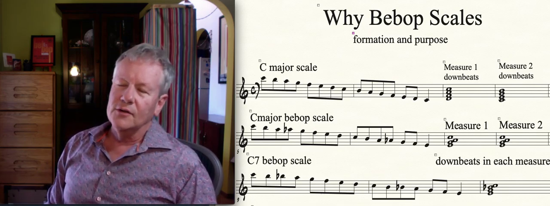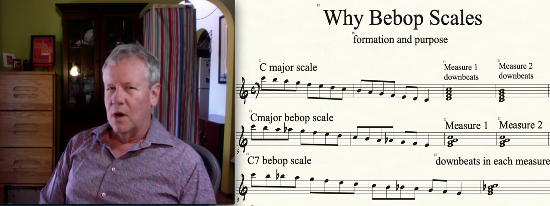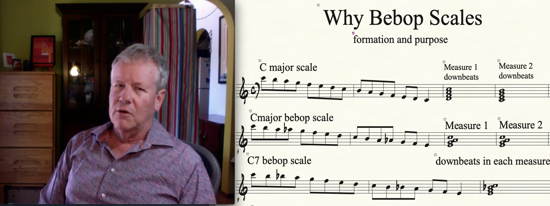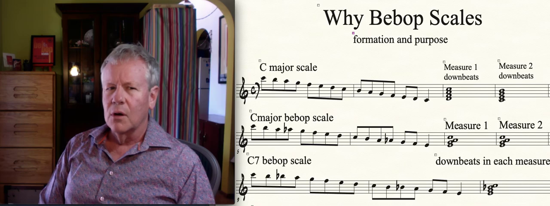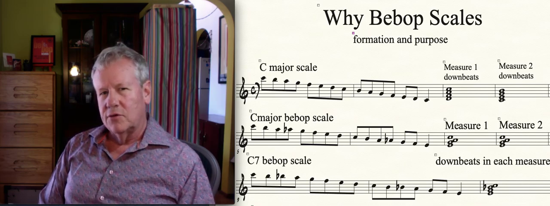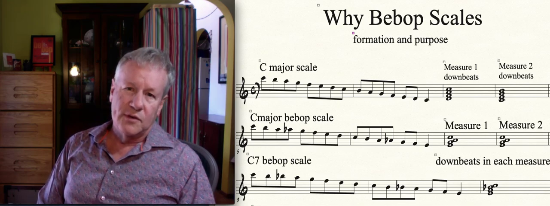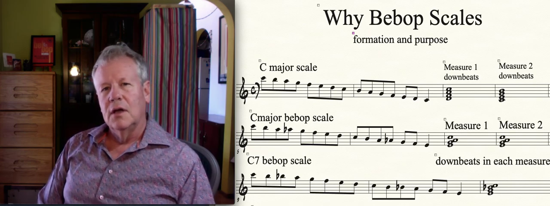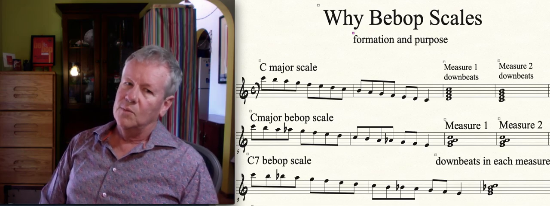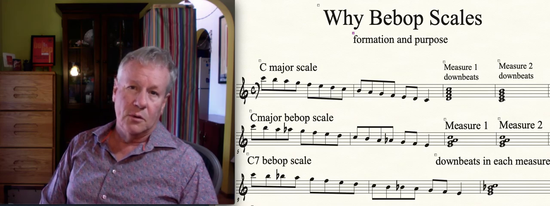Welcome to Bebop Scales. Thank you for checking out lesson 2, which is why we use bebop scales and how to understand why we need to use them. So we're going to be talking about two of the most common bebop scales, which are the major 7th chord bebop scale and the dominant 7th chord bebop scale. It's important to note that the dominant 7th bebop scale is used both on the dominant chord, the 5 chord, and the corresponding 2 chord.